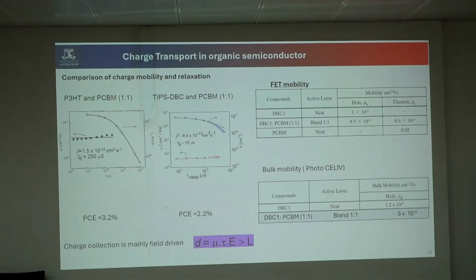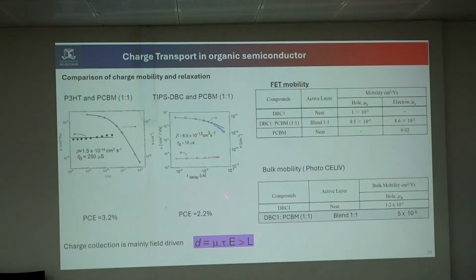Next, here we are comparing this mobility for two different systems. One is TIPS dibenzene triazine, and the other is P3HT:PCBM. In P3HT:PCBM, the mobility is always higher, 10 power minus 3. Here in this system, it is 10 power minus 4. That's why we get lower performance, because of low mobility.